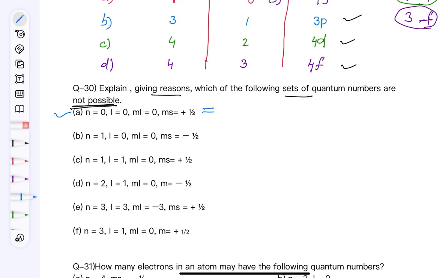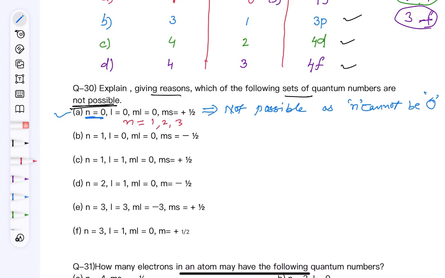For the first one, it is not possible. Why it is not possible is because the value of n cannot be 0. The principal quantum number cannot be 0. The value of n starts from 1, 2, 3 and so on, so n cannot be 0. So the first one is not possible.